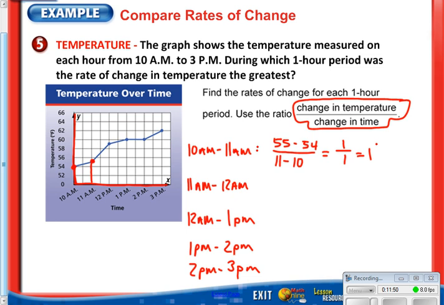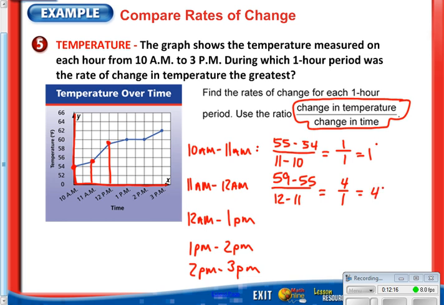11 to 12. So again, we go from 11 to 12. We have at 12 o'clock, we go up and we hit our line up here. Looks like we have 59 degrees. At 11 o'clock, it is 55 degrees. We have a difference of 4 and 1. So a 4 degree change there in that hour.